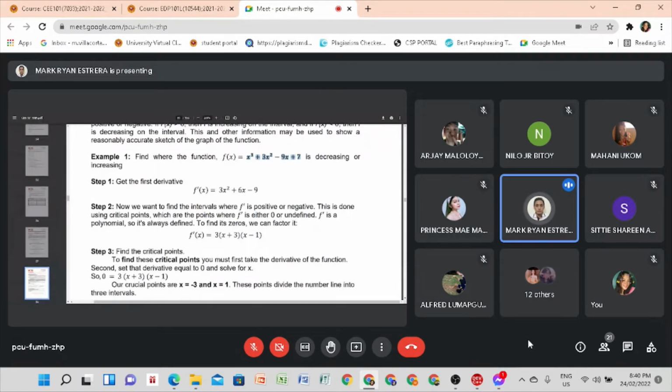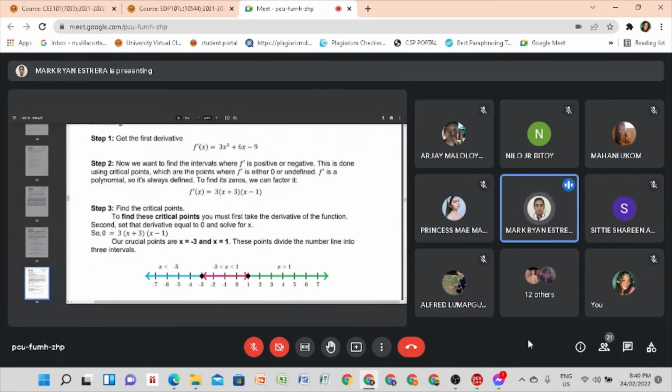So what you're going to do here is take the first derivative you arrived at and set it equal to 0, so as to get the critical points. As you can see here in step 2, now we want to find the intervals where f prime is positive or negative. This is done using critical points, which are the points where f prime is either 0 or undefined. If f prime is a polynomial, it's always defined. Now to find its 0, we can factor it.